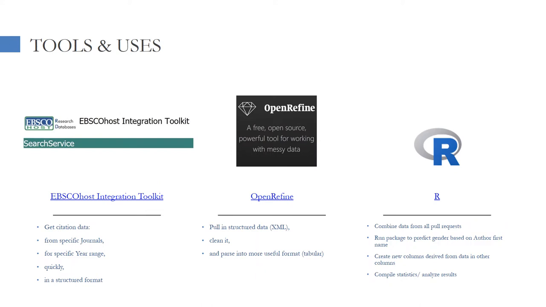These are the three main tools we used for this project. EBSCOhost Integration Toolkit and OpenRefine enabled us to obtain data from EBSCO's API. Once it was in OpenRefine, we were able to easily reorganize and clean it, and R made it possible to predict author genders and collect and analyze statistics.